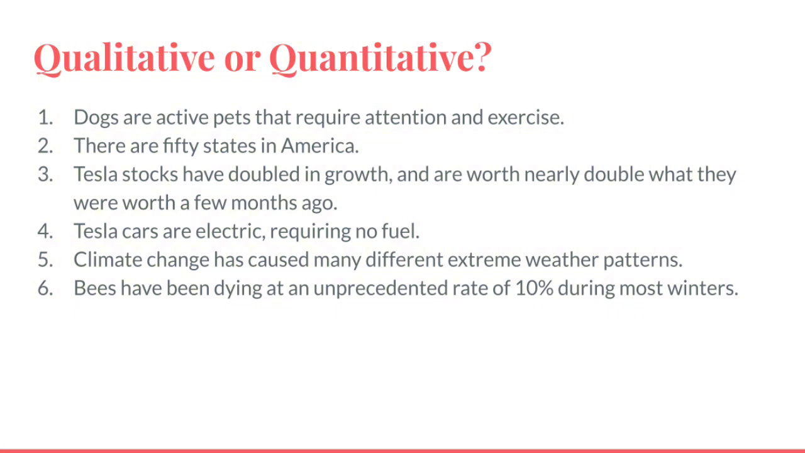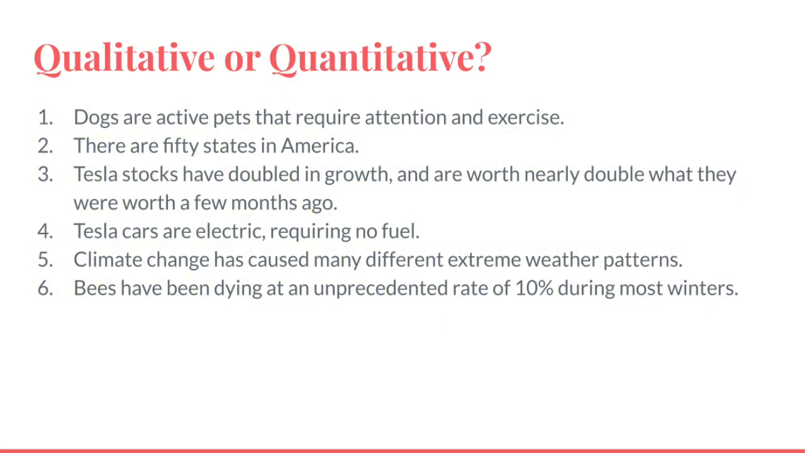Number 4, Tesla cars are electric, requiring no fuel. Just because it says no fuel does not mean that it's implying 0 as a number. Rather, it is more explanation because it's mostly talking about how Tesla cars are electric. That's the reason why they have no fuel required. It doesn't bring up a specific number or specific rate. So this would be qualitative.